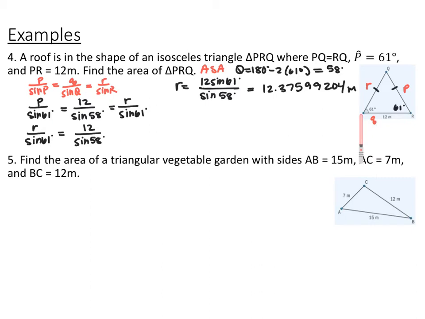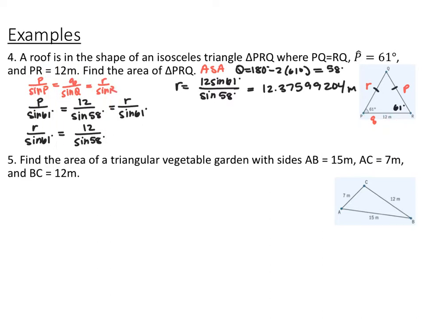So if angle P is 61 degrees, then angle R is also 61 degrees. So we need to make this into a side angle side triangle in order to find the area. So you have to find one of your missing sides, which are congruent, so they're the same thing. Right now we have an angle side angle triangle, which is my law of sines.